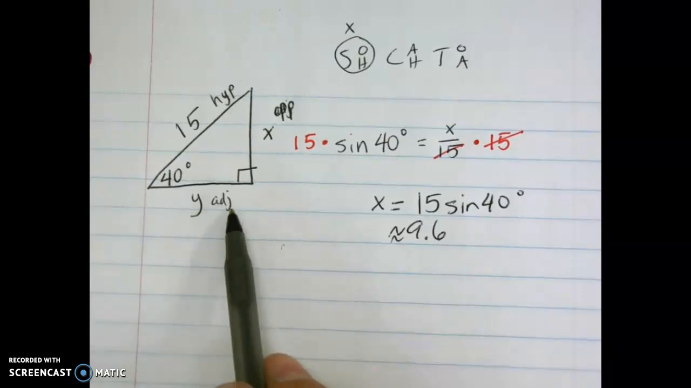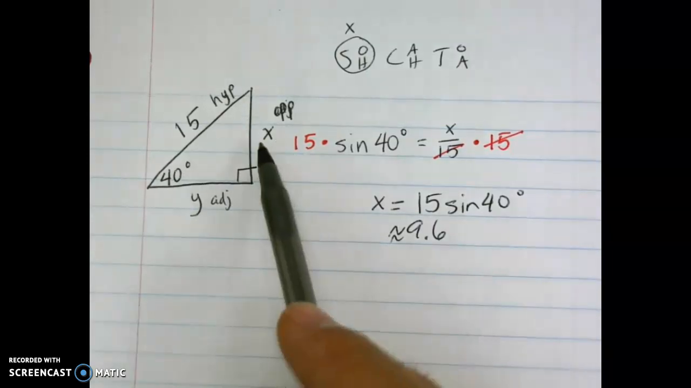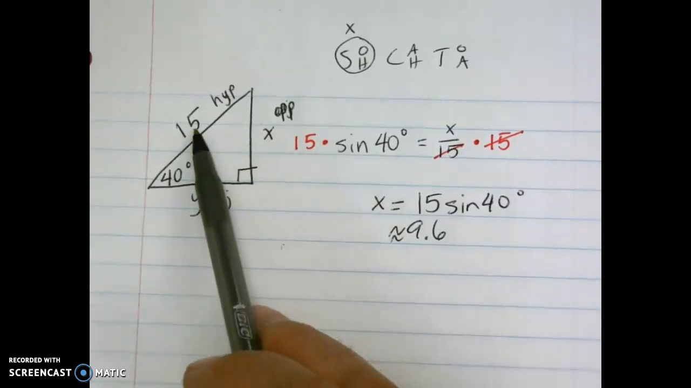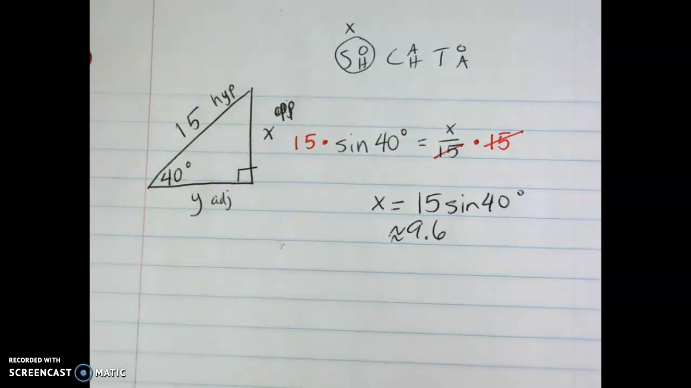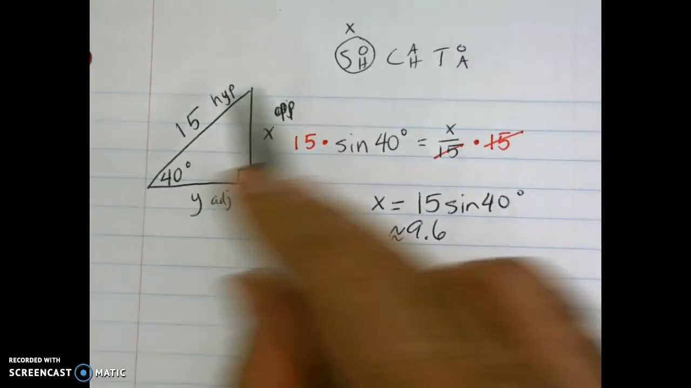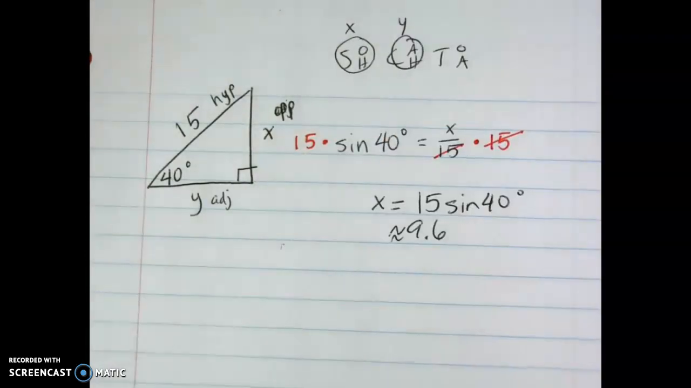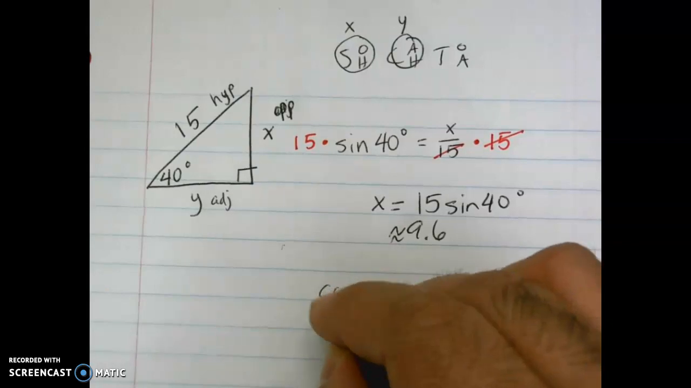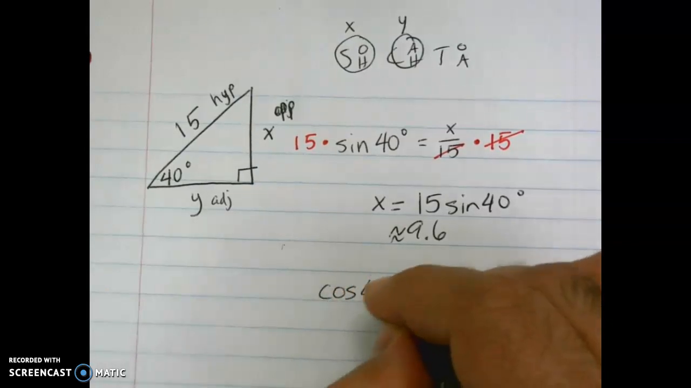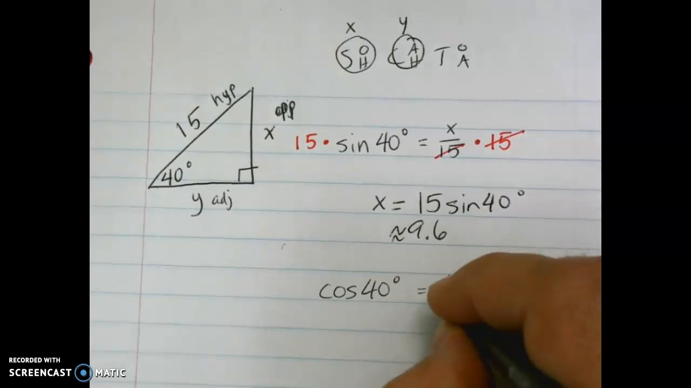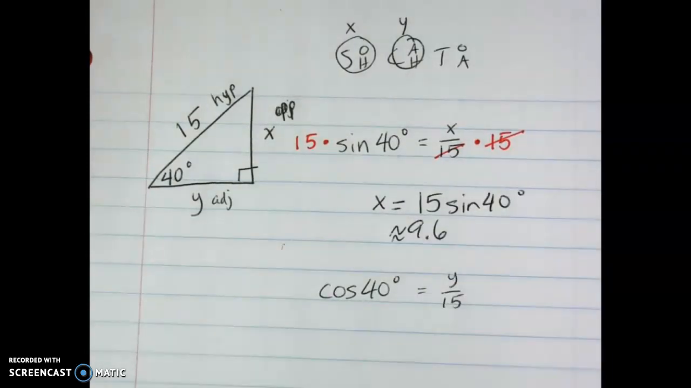Now, if I wanted to look at my other side, the one which says y, that's my adjacent. Now, I technically do know my opposite and adjacent, but I've rounded this one. So I want to use the one that I haven't rounded. I want to use 15. Okay? So I'm going to use adjacent over hypotenuse, cosine, in order to calculate my y. Here's how I write that. I write cosine of my angle, which is 40 degrees, is equal to y divided by 15.